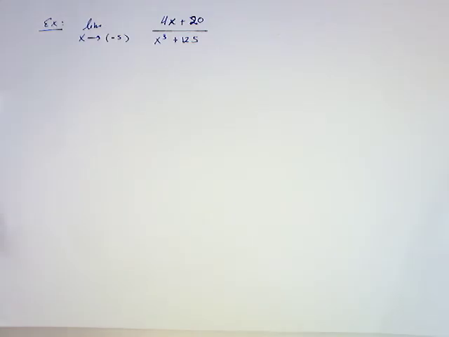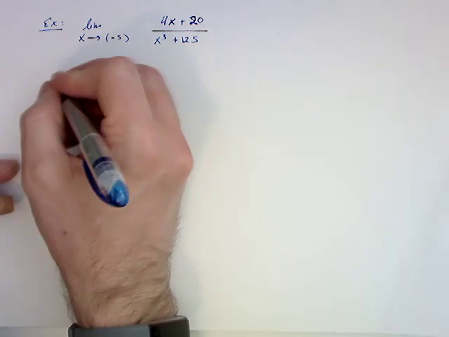All right, so here's the next one. I want you to pause your video and try this one on your own. It's the limit as x approaches negative 5 of 4x plus 20 over x cubed plus 125, and yes, it is a 0 over 0 type. So pause your video, give it a try, and then once you're done, start it up again, and I'll show you the solution.